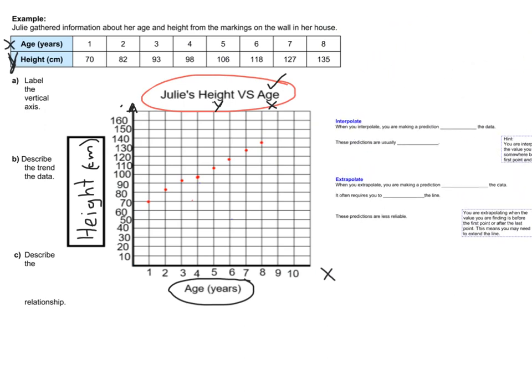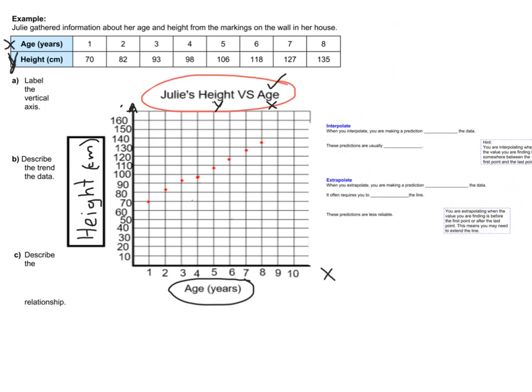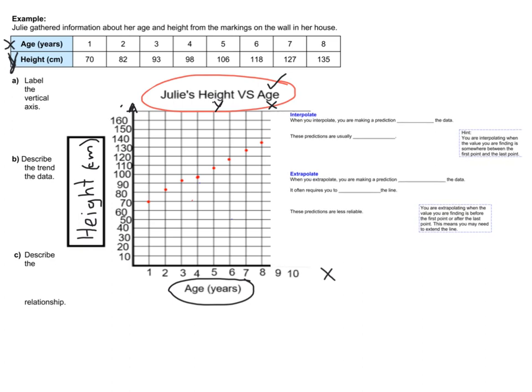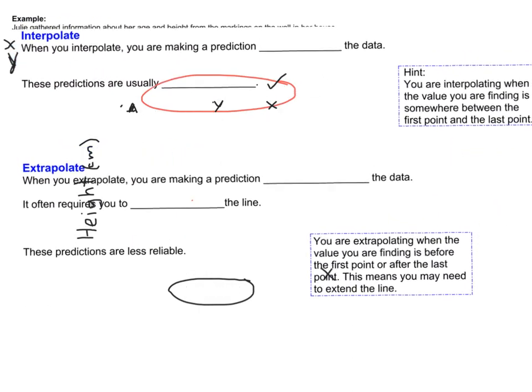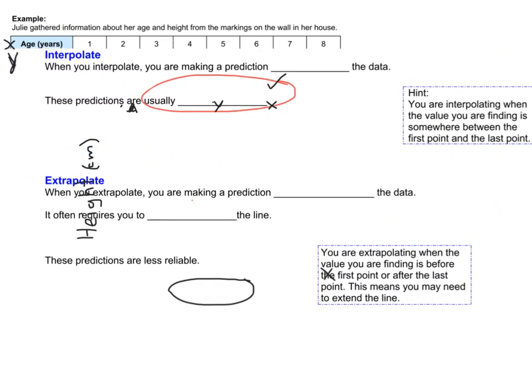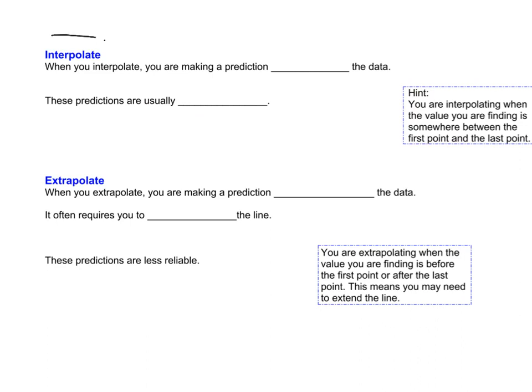So we're going to take a look at interpolation and extrapolation, as it's said on the next page. So it says interpolation and extrapolation. Okay, so interpolation and extrapolation. So it says interpolate. When you're interpolating, you interpolate when you are making a prediction within the data. Okay, so it's within, in the last question, within ages 1 to 8.